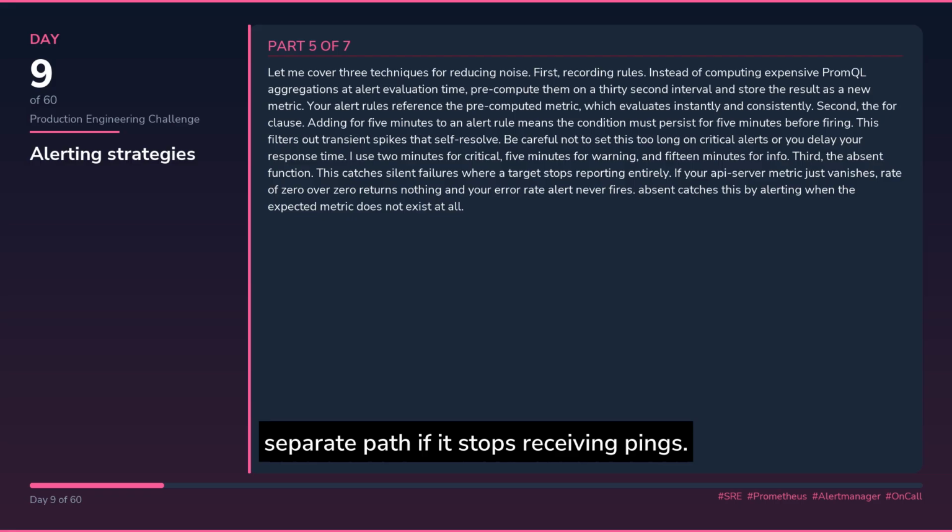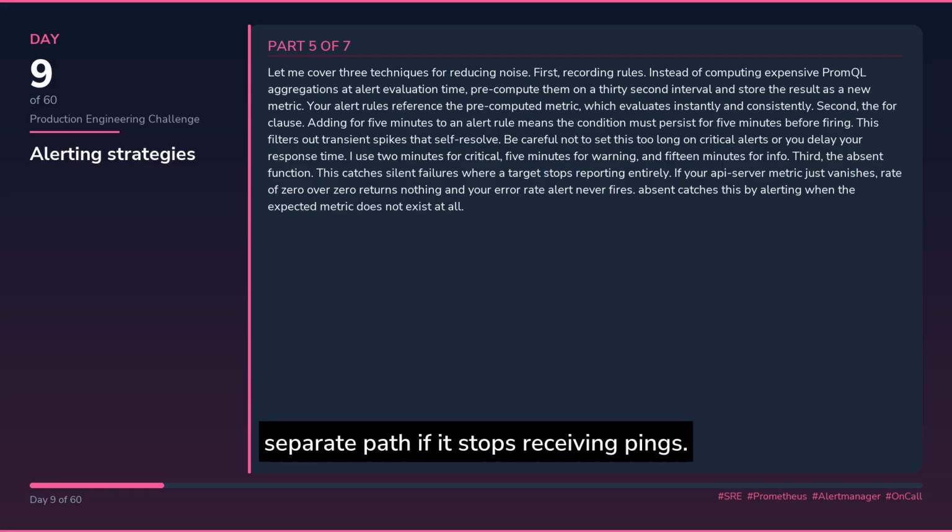Second, the for clause. Adding for 5 minutes to an alert rule means the condition must persist for 5 minutes before firing. This filters out transient spikes that self-resolve. Be careful not to set this too long on critical alerts or you delay your response time. I use 2 minutes for critical, 5 minutes for warning, and 15 minutes for info.